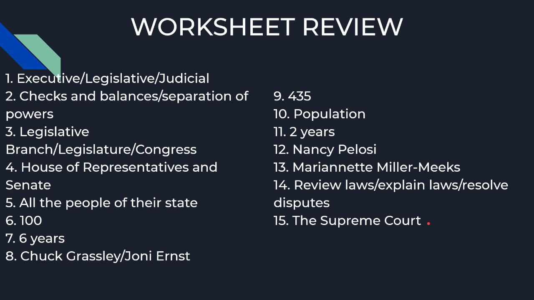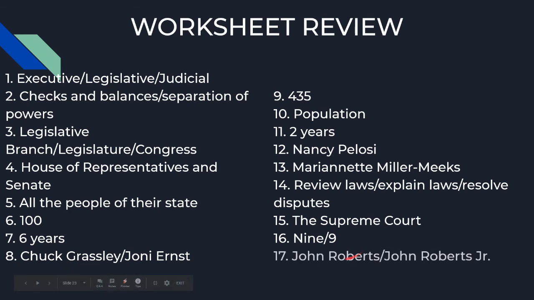Question number 16, how many justices are on the Supreme Court? That is 9, and you can either write out the word 9 or the number 9. And finally, question number 17, who is the current Chief Justice of the United States? And that is John Roberts or John Roberts Jr. Either is correct.